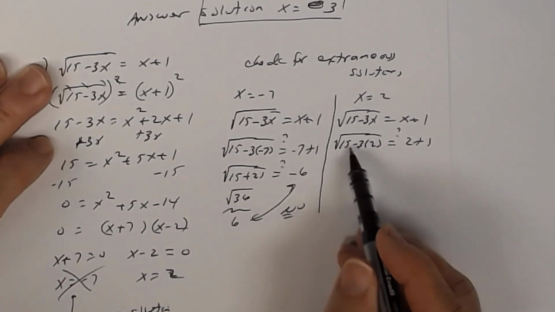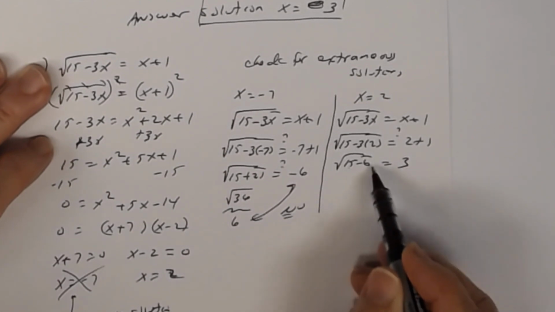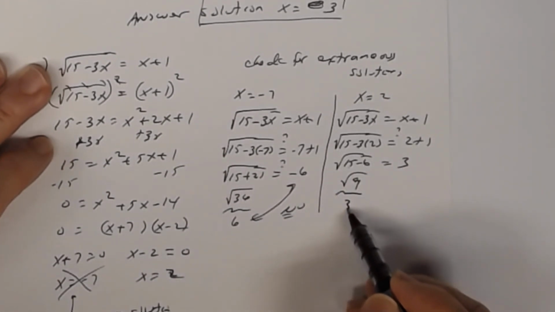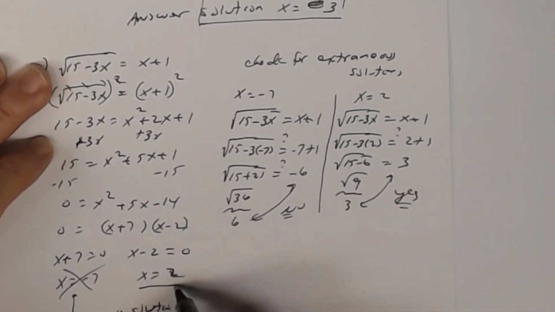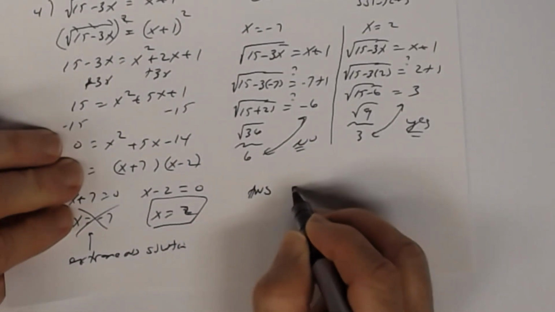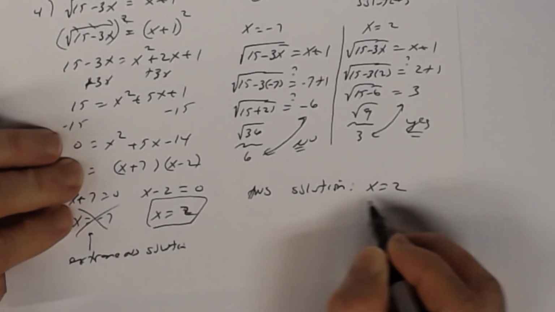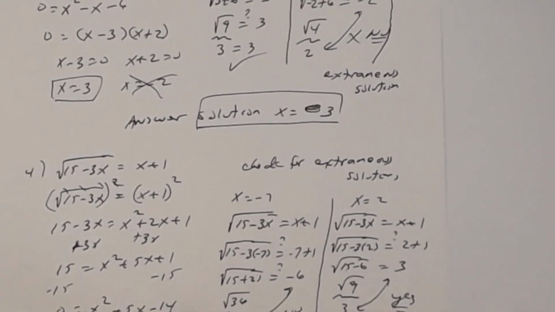3 times 2 is 6, so this becomes 15 minus 6. And this is 3. Well, 15 minus 6 is 9. And the question is, is the square root of 9, which is 3, equal to 3? And the answer is yes. So x equal 2 is the only solution. So your answer, you're going to say the solution is x equal 2. All right, so that's number 4. All right, number 5.